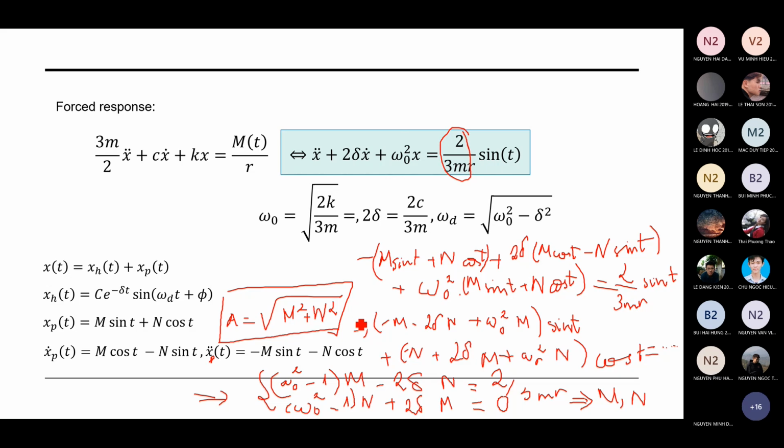Does anyone understand how we calculate the amplitude for the force response?